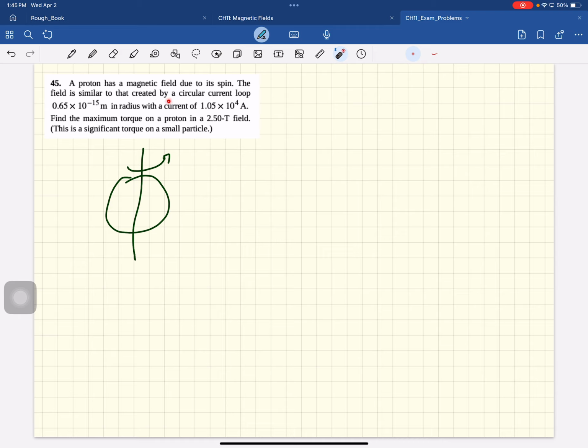So a proton has a magnetic field due to its spin. The field is similar to that created by a circular current loop of radius 0.65 times 10 to the minus 15 meters. See, that's a femtometer. And so this is roughly the size of a proton, with a current of 1.05 times 10 to the 4 amps. So they're modeling the spinning proton by a loop of current, and the current is 10,000 amps. Okay. Find the maximum torque on a proton in a 2.5 Tesla field.